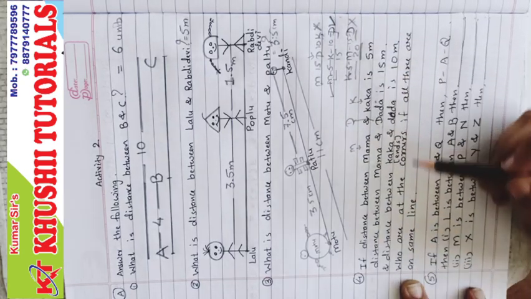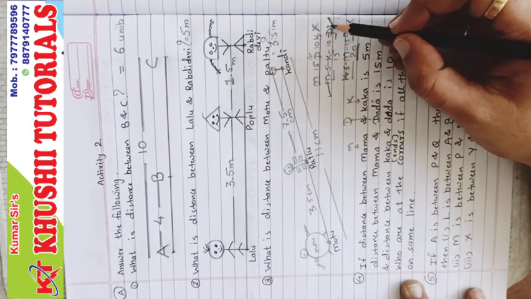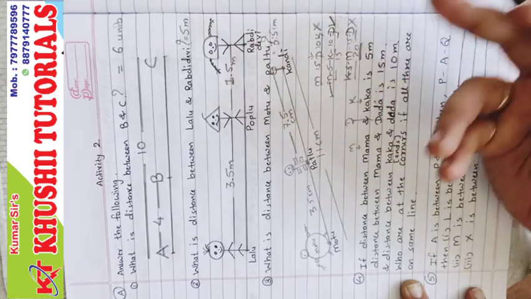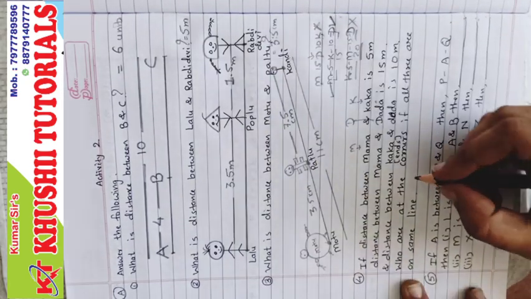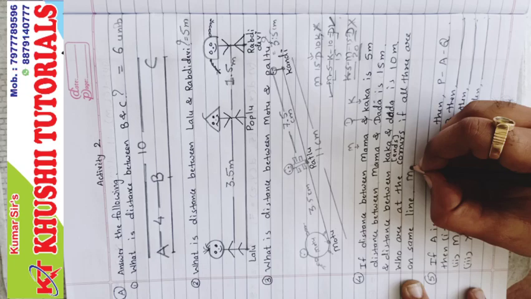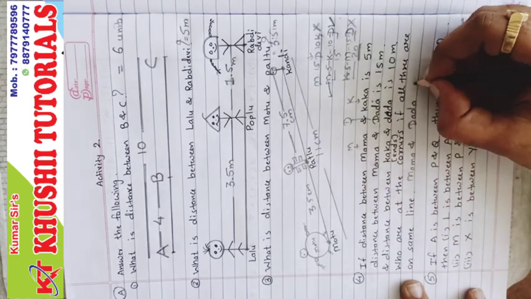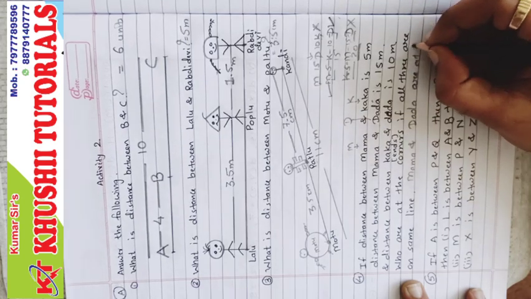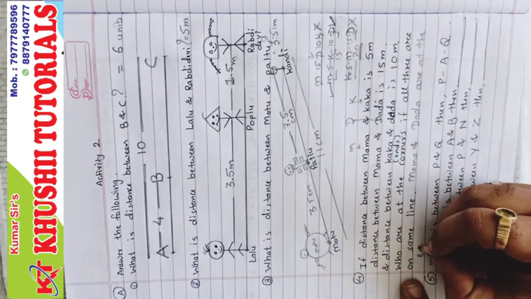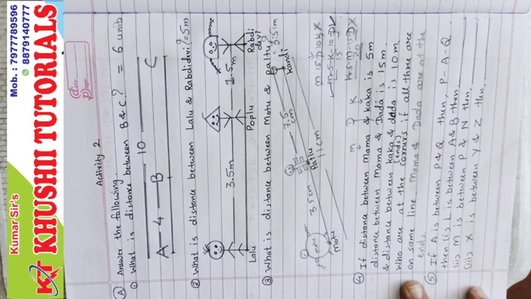So who are at the corner? Mama and Dada are at the corner, and Kaka is in between. So the answer: Mama and Dada are at the ends of the line.